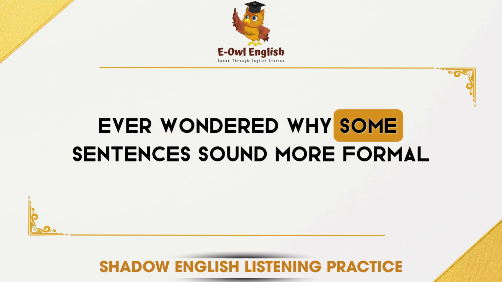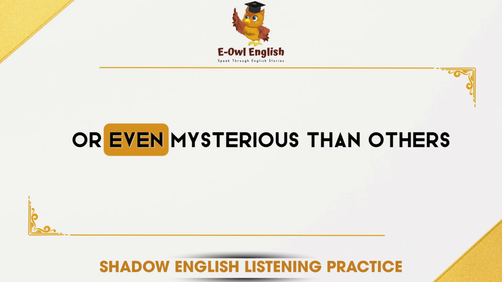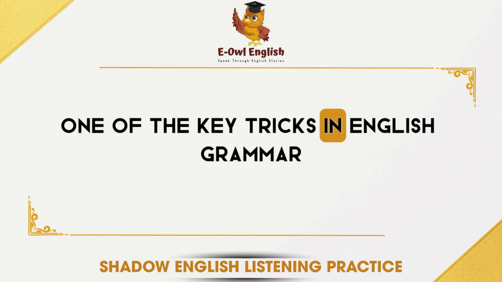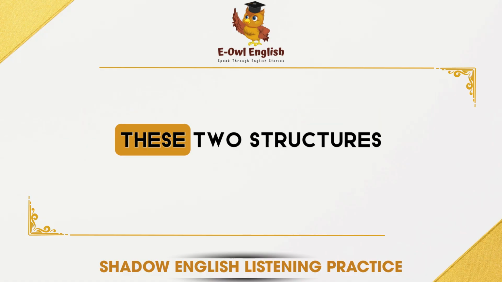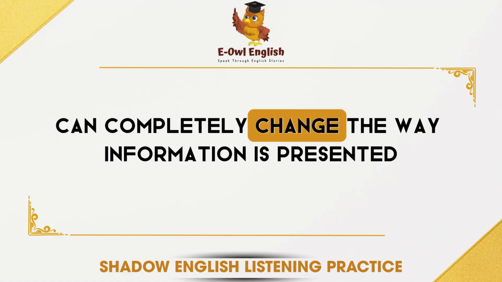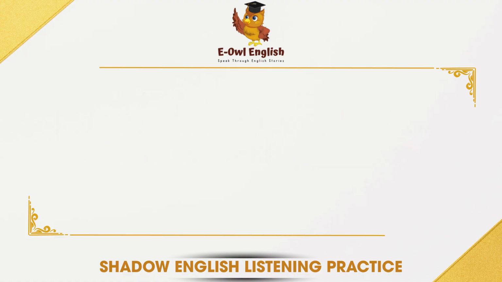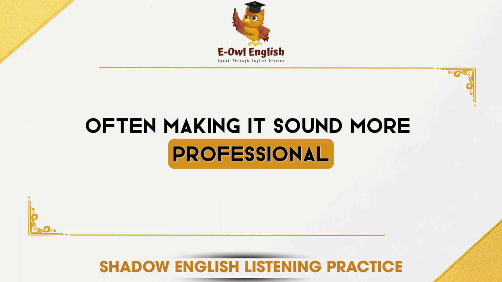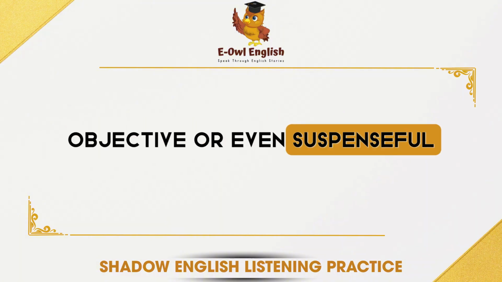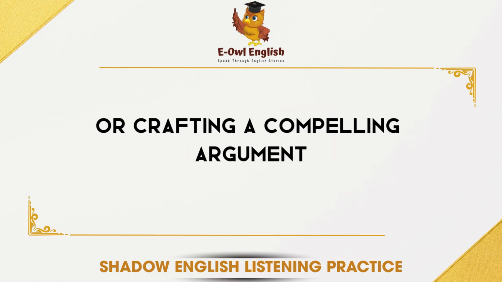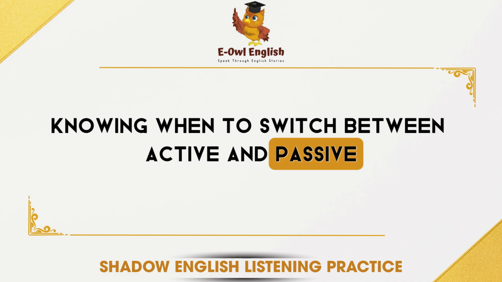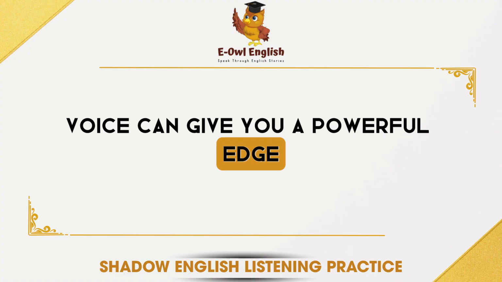Ever wondered why some sentences sound more formal, or even mysterious, than others? One of the key tricks in English grammar is the use of active and passive voice. These two structures can completely change the way information is presented, often making it sound more professional, objective, or even suspenseful. Whether you're writing a report, telling a story, or crafting a compelling argument, knowing when to switch between active and passive voice can give you a powerful edge.